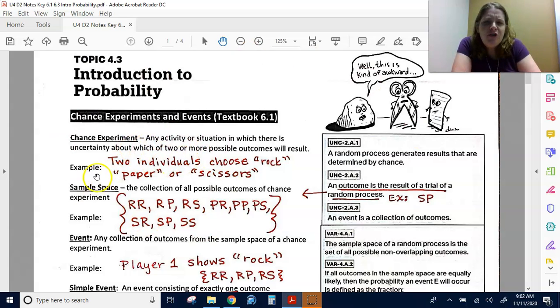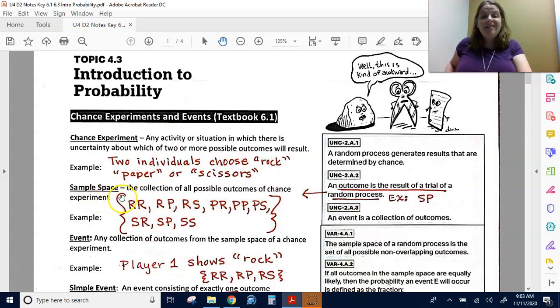And so we have this thing called a chance experiment. Any activity or situation where there's some sort of uncertainty about what will happen as the result. So for example, I've got two individuals and they're going to choose rock, paper, or scissors. And so I don't know what's going to happen before they do that. So that's my example of a chance experiment.